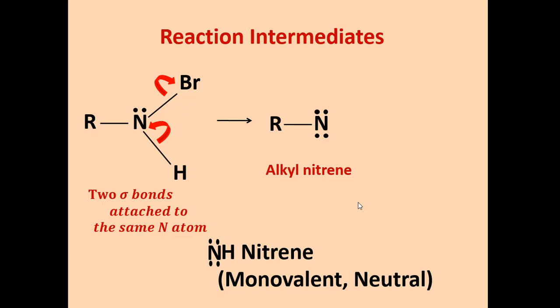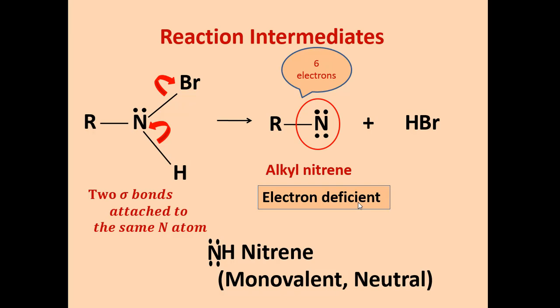Instead of the hydrogen, if you have an alkyl group, you have what is known as alkyl nitrene, the other product being HBr. Look at the nitrogen having two lone pairs. You have one bond pair and two lone pairs, totally 3 pairs of electrons. That means it is 6 electrons instead of 8 electrons, and so this is also an electron deficient species.